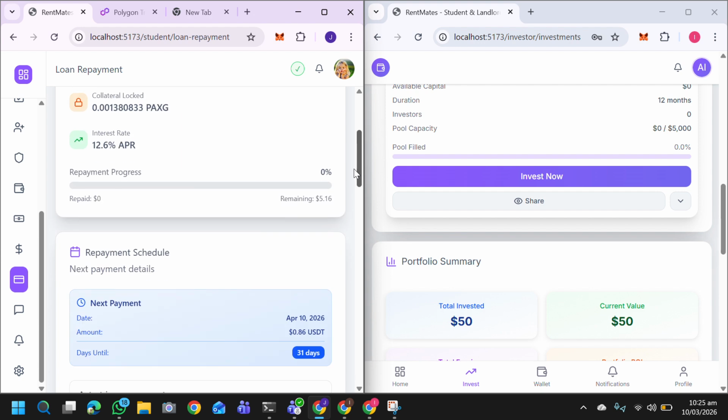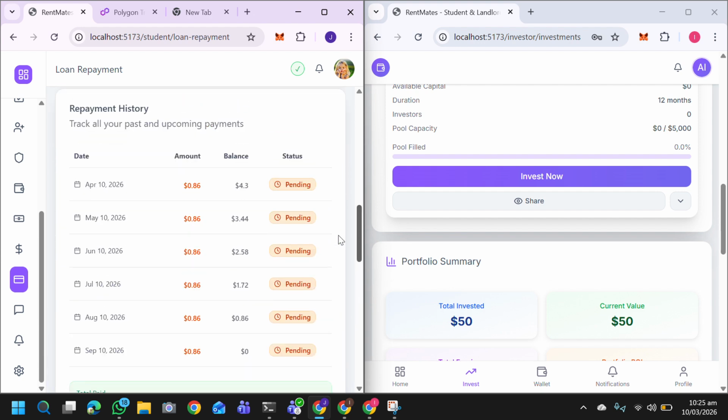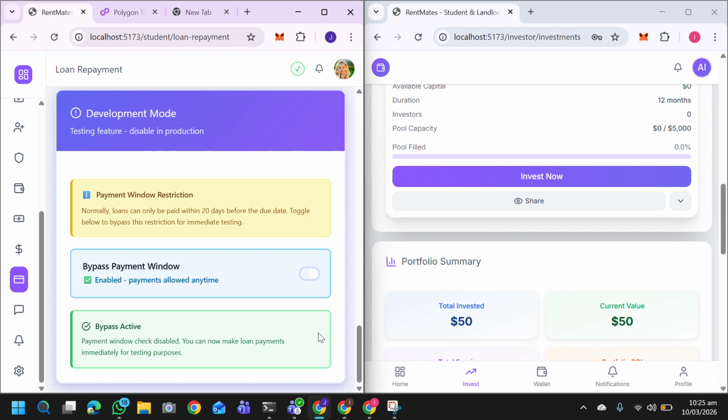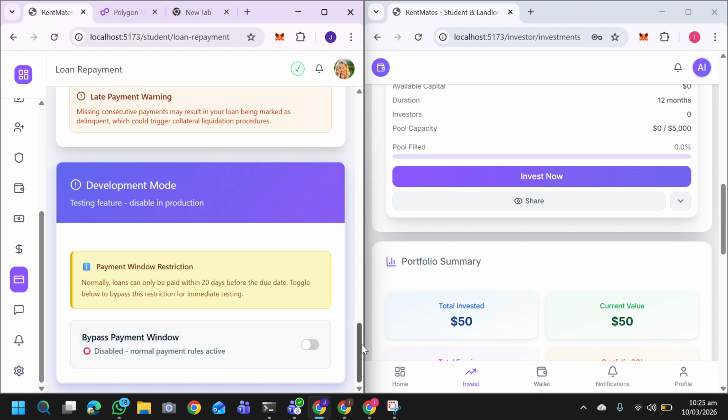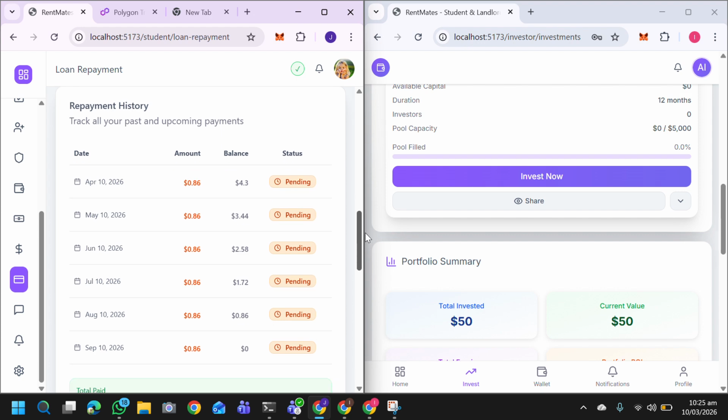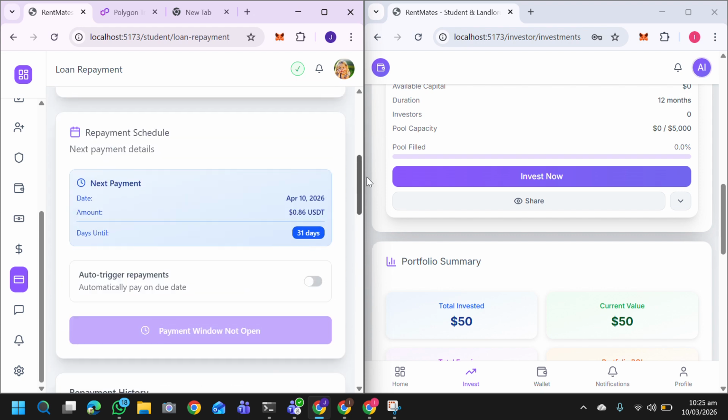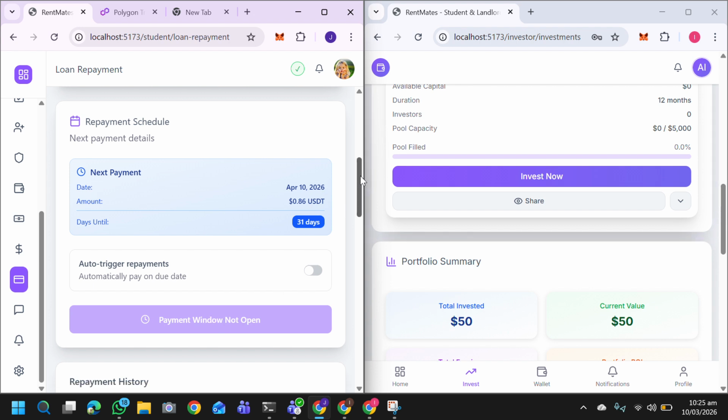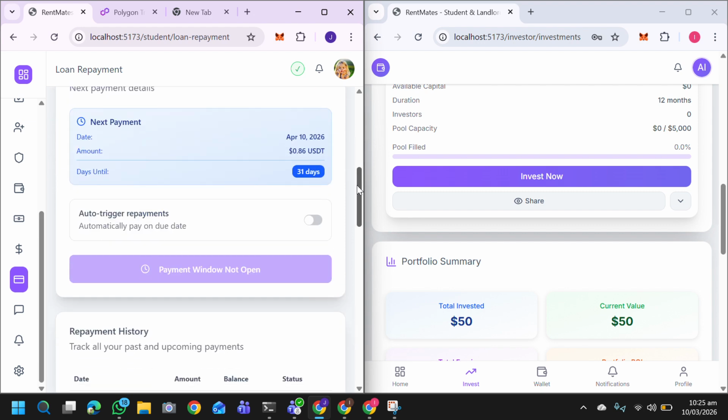We can check here the status of repayment. We can pay as well. What I've done is that the repayment schedule is generated, and you can only repay it 20 days before the first repayment amount is due. Only 20 days before the due date, the repayment window opens. It's not like you can pay anytime. It's just to mimic real banks.